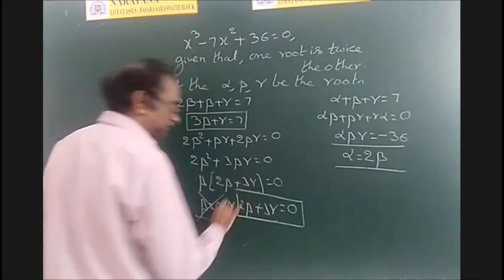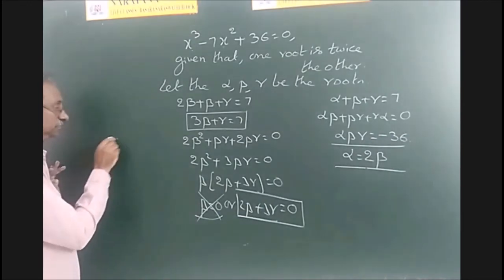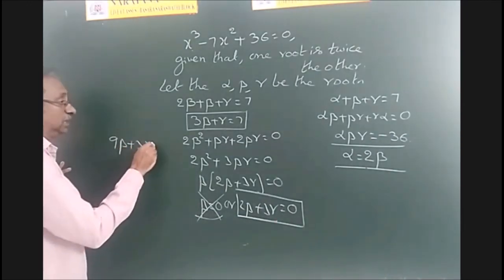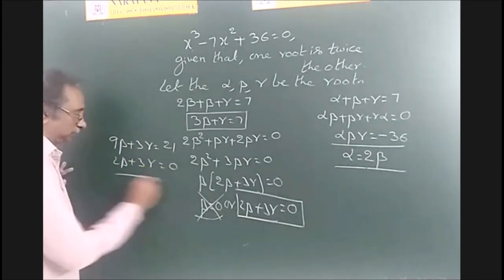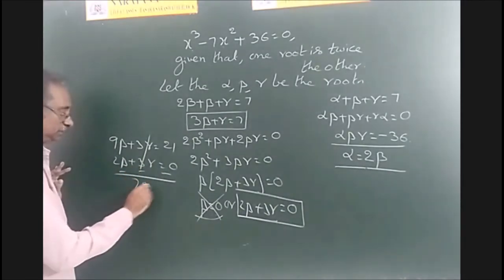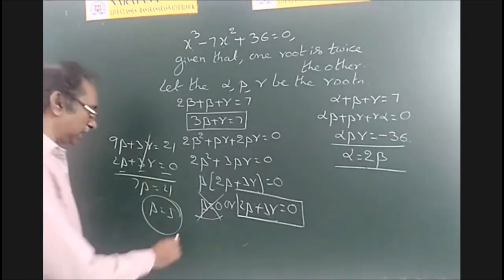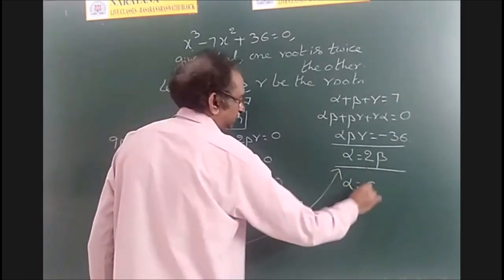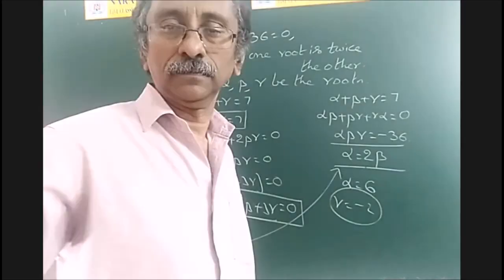And now you got another equation in beta and gamma. Previously you got another equation. Multiply this with 3: 9 beta plus 3 gamma is equal to 21. And 2 beta plus 3 gamma is equal to 0. Subtract. So 7 beta is equal to 21 and beta is equal to 3. Once you got beta, you will find alpha. Alpha is equal to 6. Once you find alpha and beta, you can find gamma also. See this one, gamma is equal to minus 9. So these are the roots. Write down.